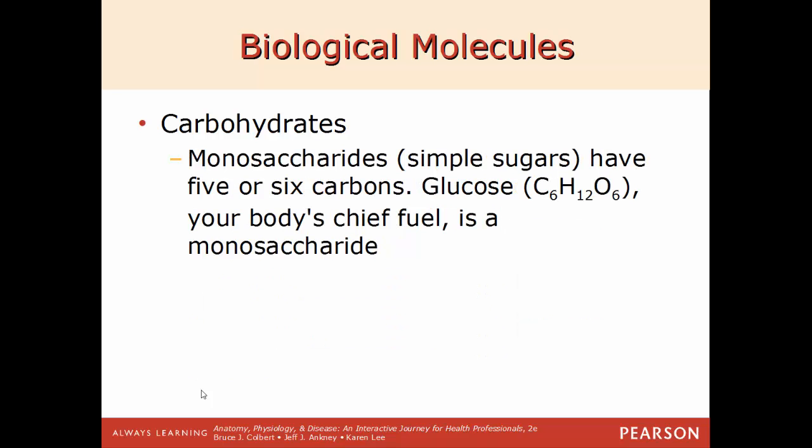Now, the very simplest sugars, monosaccharides, will have either 5 or 6 carbons. Mono means 1, saccharide means the base unit of a carbohydrate, so you're literally meaning one sugar. Some common examples: glucose, C6H12O6, is your body's chief source of energy. This is what gets broken down to be used as fuel for your cells. So this is a common monosaccharide.